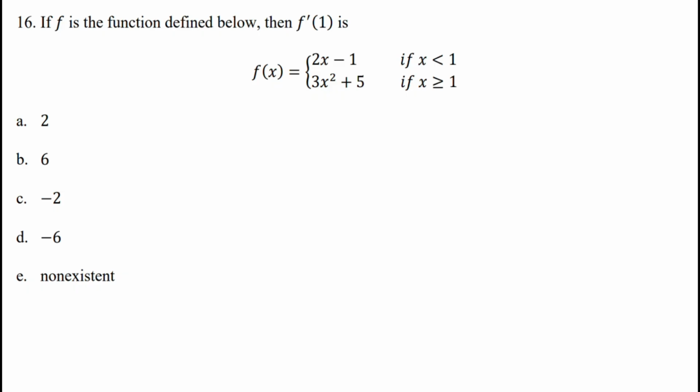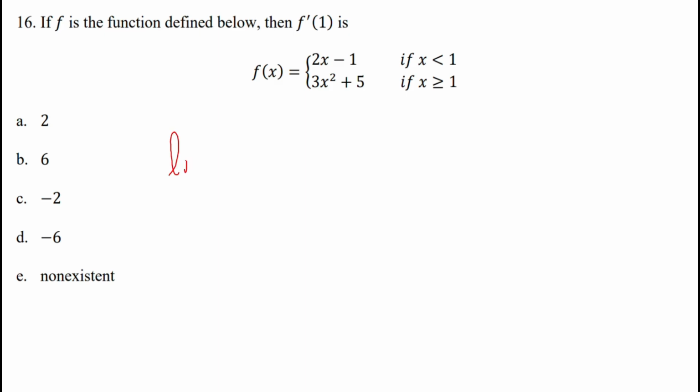For number 16, we want to figure out if the derivative of this function at 1 is 2, 6, negative 2, negative 6, or non-existent. So the first thing to check is just to see if the function is continuous, because if the function has a discontinuity at 1, then it can't have a derivative.